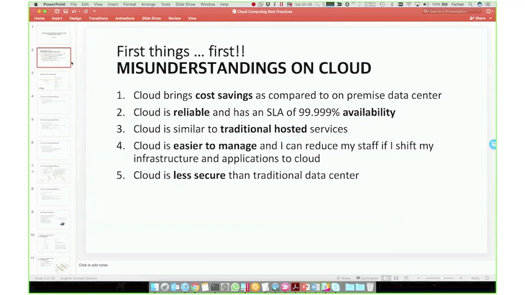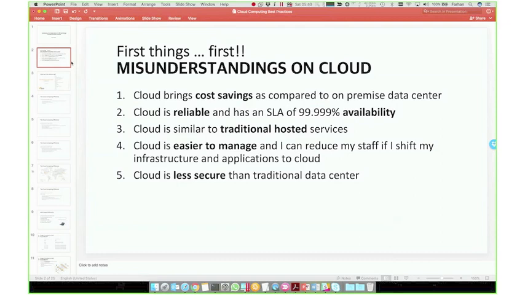It is not easier to manage. It is almost exactly the same as the traditional data center, but in a different way, where you have to manage the cloud applications and cloud services and managed services rather than worrying about the underlying hardware.